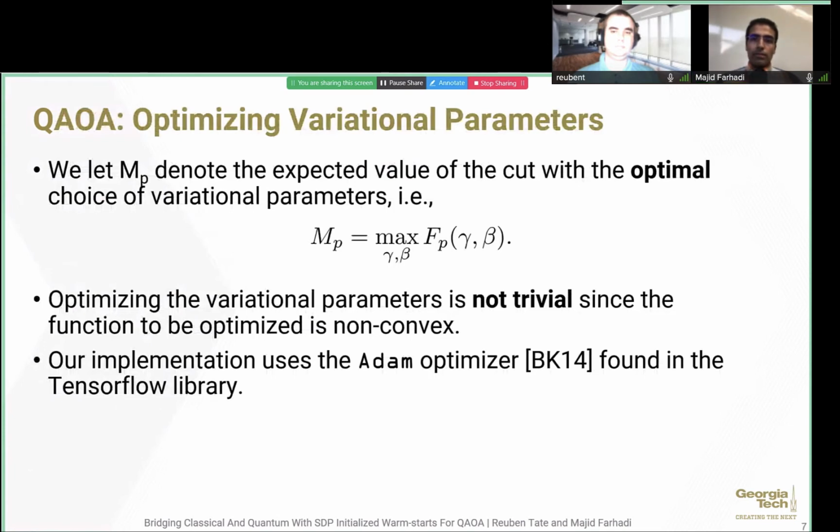Note that optimizing these variational parameters is not trivial, since the function to be optimized is not typically convex. Moreover, the optimization becomes increasingly difficult as the circuit depth P increases, due to the larger parameter space to be explored, as well as practical constraints of the quantum technology. There are various techniques and strategies when it comes to optimization. Our implementation in particular uses a gradient-based method called ADAM.